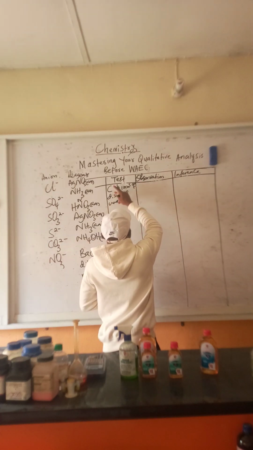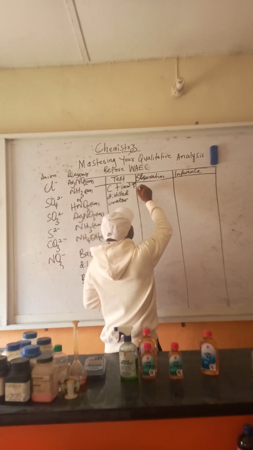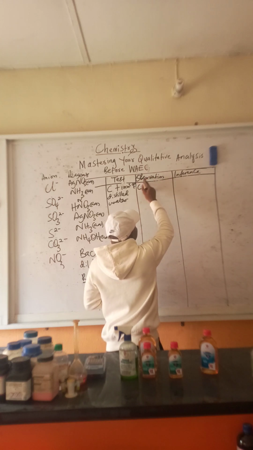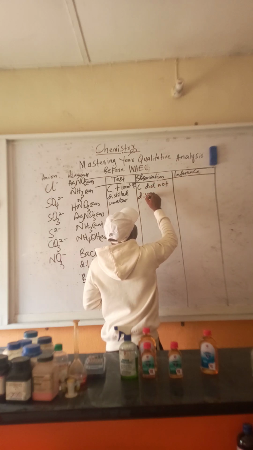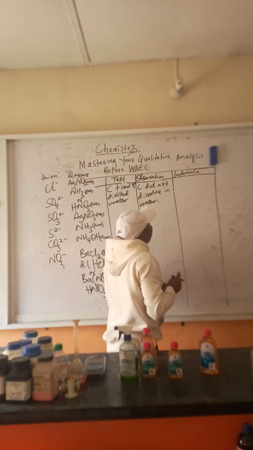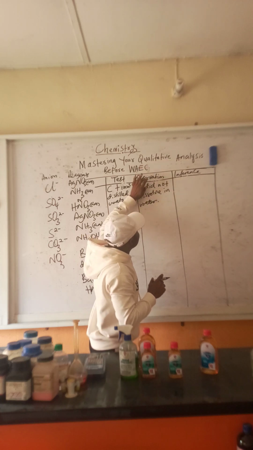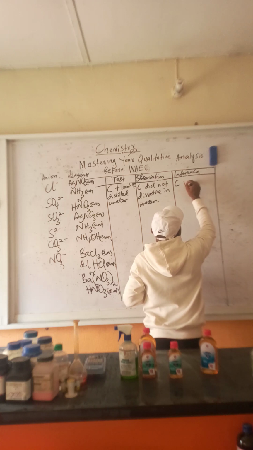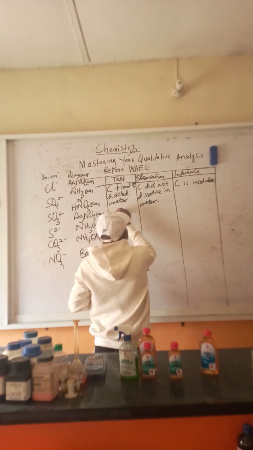So we have here that salt C plus 10 cm cube of distilled water. On observation, we write that C did not dissolve in water. And your inference, which is a logical deduction from this observation, means that C, which is that salt, is insoluble in water.